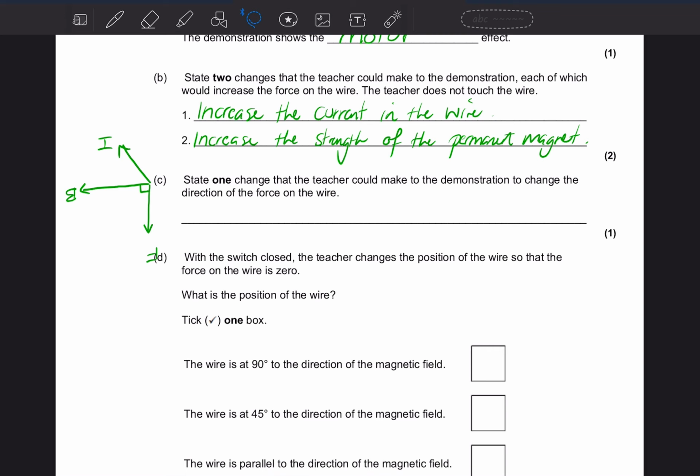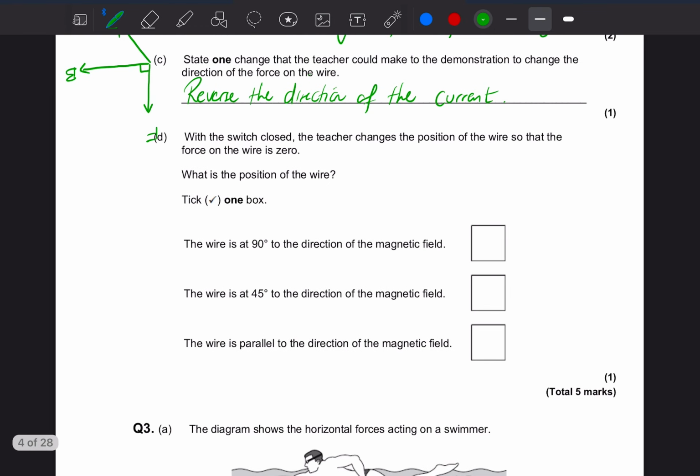So state one change, let's just say reverse the direction of the current. Right, that's dead easy to do. We just switch the wires around on the power pack, making the current go in the opposite direction. When the switch is closed, the teacher changes the position of the wire so that the force on the wire is 0. What is the position of the wire?